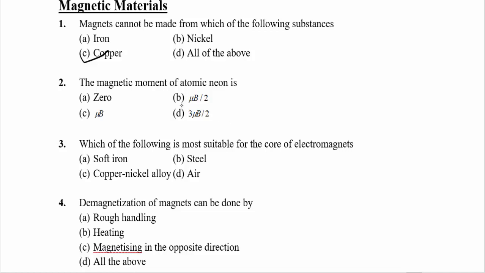Magnetic moment of atomic neon is what? Neon is a diamagnetic substance. Neon is what? Diamagnet. Diamagnet means it is 0.